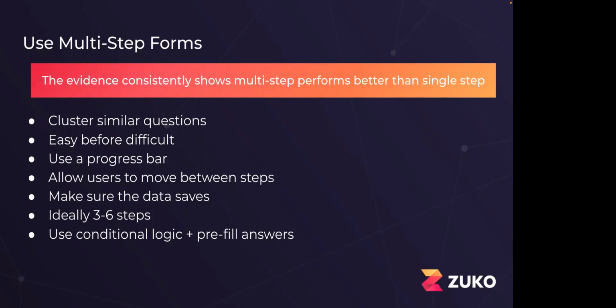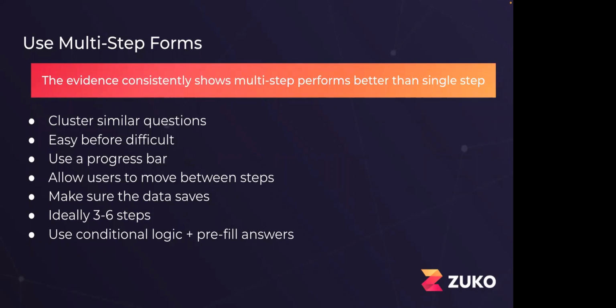We often get asked, how many steps should my form have? Obviously, it depends on what you're asking, and you'll find something natural for yourself. But typically, ideally, it should be between 3 to 6 steps. If you have more than that, often it can get a bit out of hand and people sort of end up abandoning.